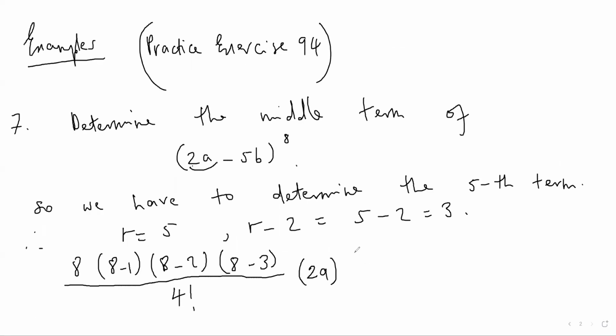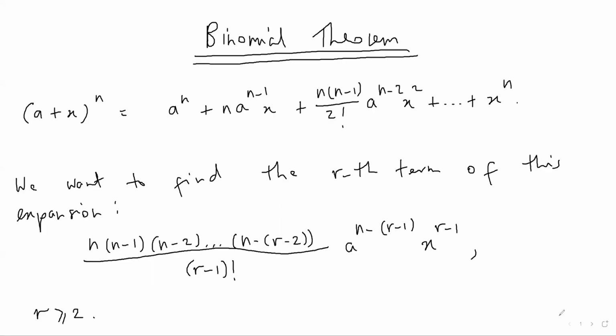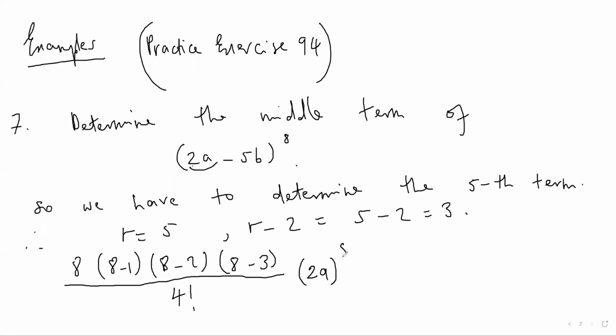And in place of n minus r minus 1, we're going to put 8 minus r minus 1. And r minus 1 is 4, because r is 5. So r minus 1 is 5 minus 1, which is 4. So it's 8 minus 4.